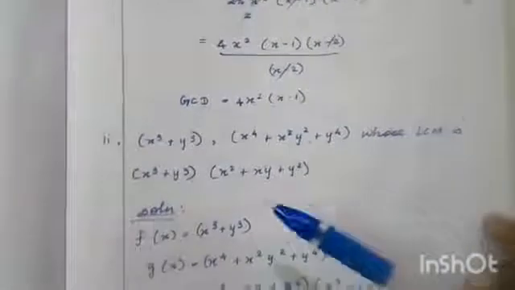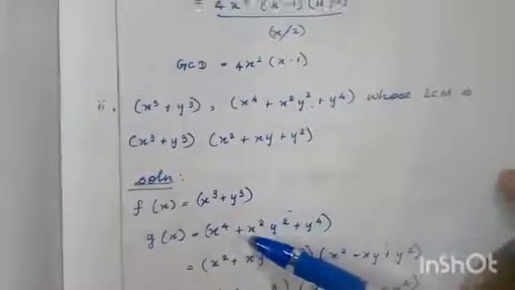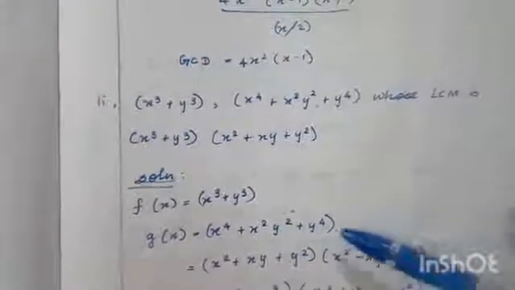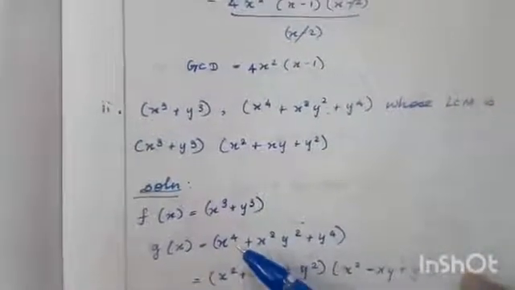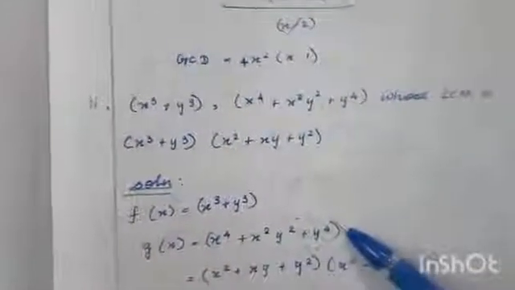The second problem, the same way you have to find f of x and g of x. For the first, no common terms. For the second, we have the formula for x power 4 plus x square y square plus y power 4. This is the formula.